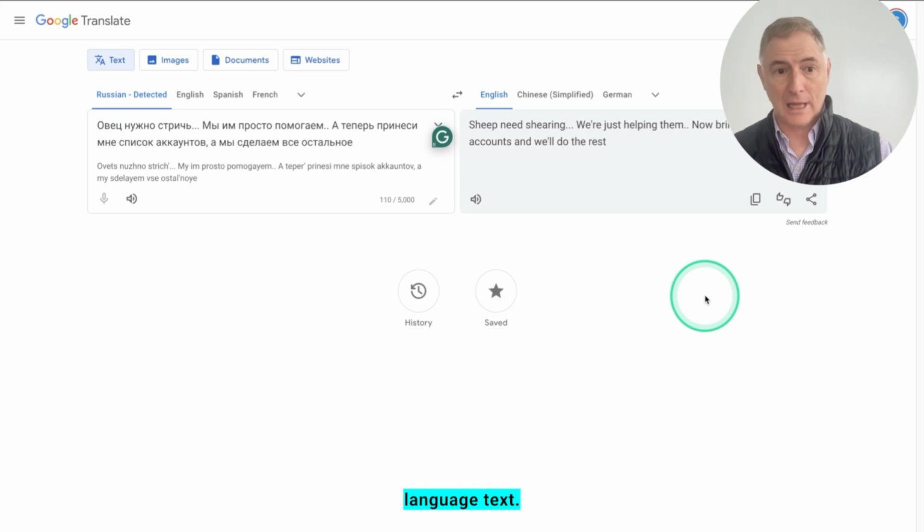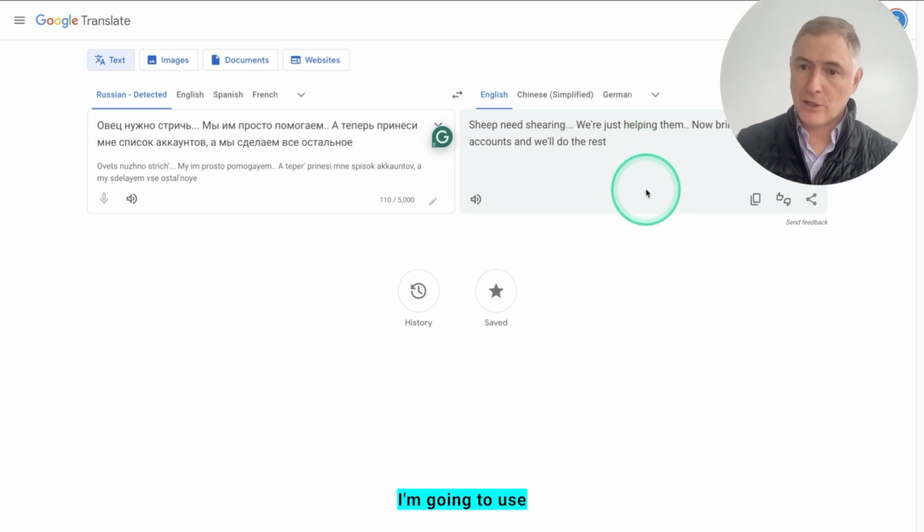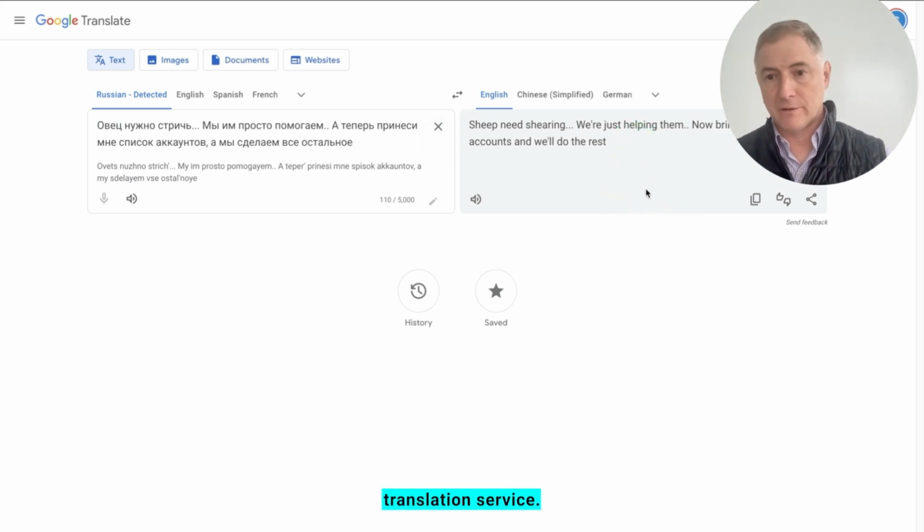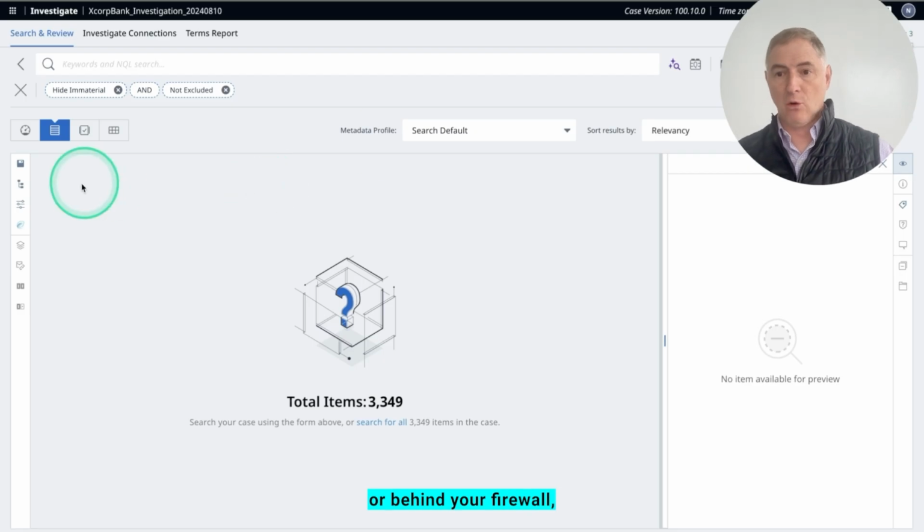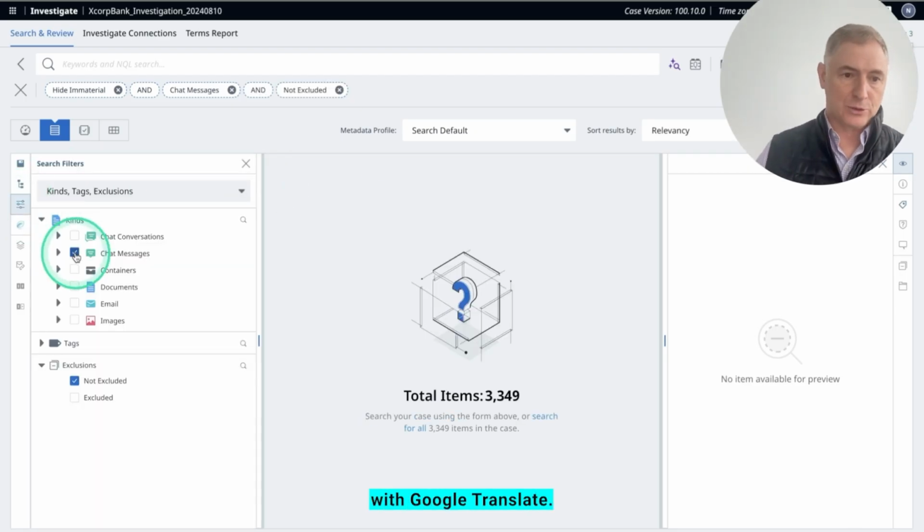There happens to be some foreign language text, so I'm going to use a third-party translation service. If you've got one in-house or behind your firewall, you can do that. I just happen to do it with Google Translate.